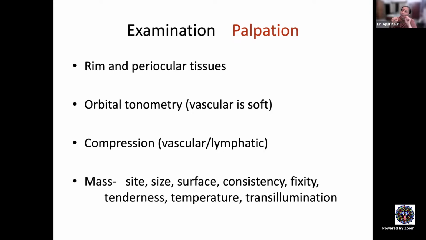What will give way? Something which is soft. What is soft? Tumors, right? So if there is compressibility, it is either vascular or lymphatic. And when you push back, if it is firm, then there is something which is stiff. It is either a neural tumor or it is dilated muscles, as in thyroid ophthalmopathy, or there is some other tumor which is solid, right?